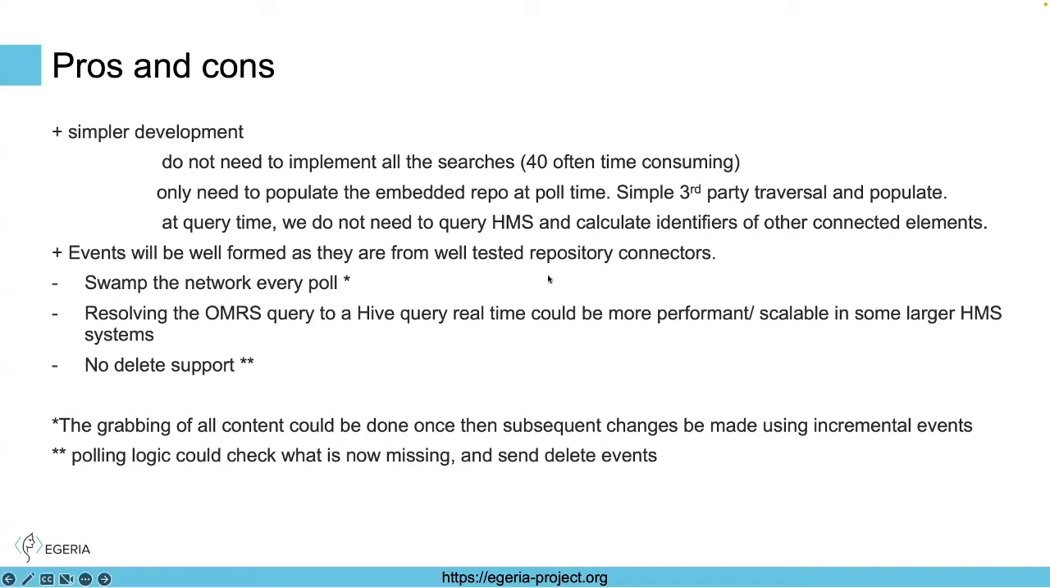The events are well formed because they use the well-tested repository helpers within the connector. The downside might be that if you had very big HMS content, you could swamp the cohort with all the content underneath a particular catalog and database every poll. So this is really for smaller installations. This would be quite a limiting thing if you needed to use the events seriously for large amounts of data.